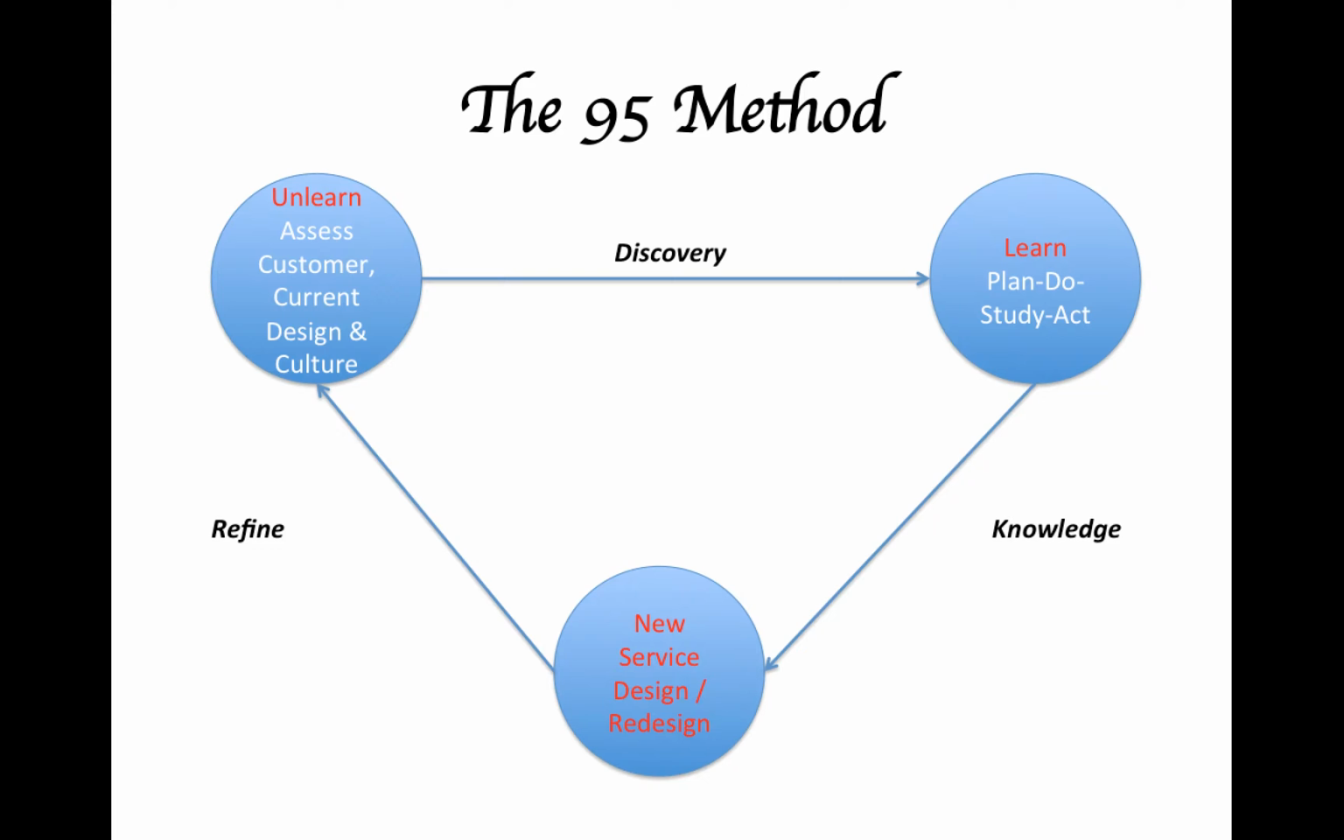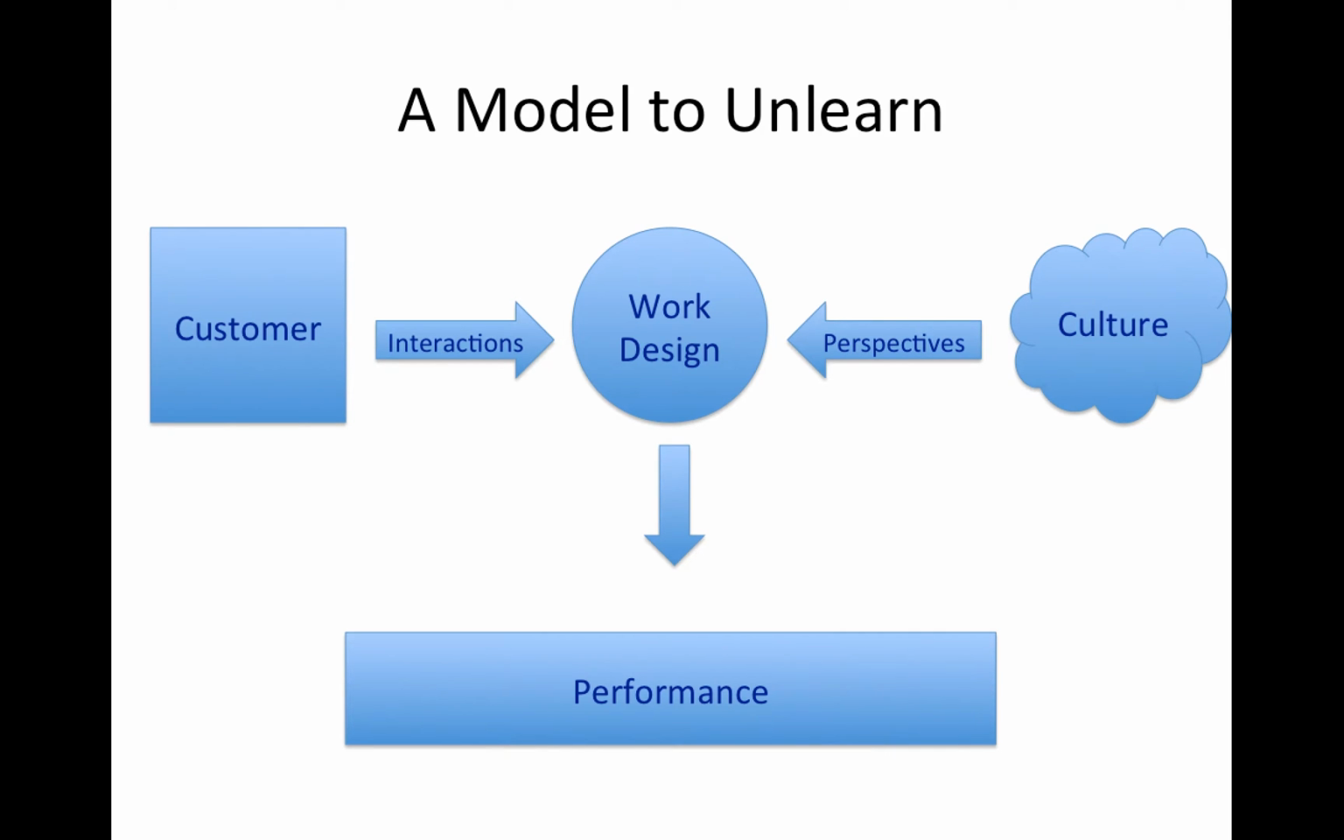The 95 Method has three phases: a model to unlearn, a model to learn, and from the knowledge gained from the two models, a new design or redesign emerges. The model to unlearn is the first phase of the 95 Method. The purpose of the model to unlearn is to prepare the organization for change, understand how the customer views your organization, learn how culture influences the current design, and realize the scope for improvement.